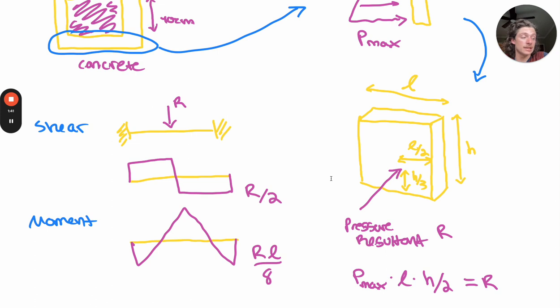So the resultant, I got ahead of myself for a moment, the resultant is going to be equal to our maximum pressure that we take from the equation in the previous lecture, times that L, or times that width of 70 centimeters, times height of the placement of the concrete, and divided by 2, because remember this is a pressure triangle, so it's pH over 2 to get the area of that triangle, which is the resultant.